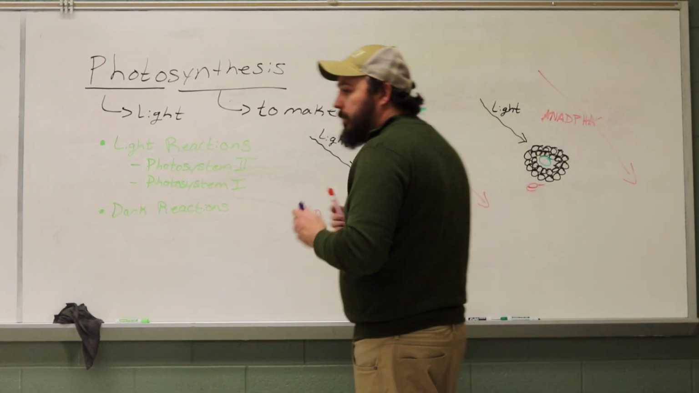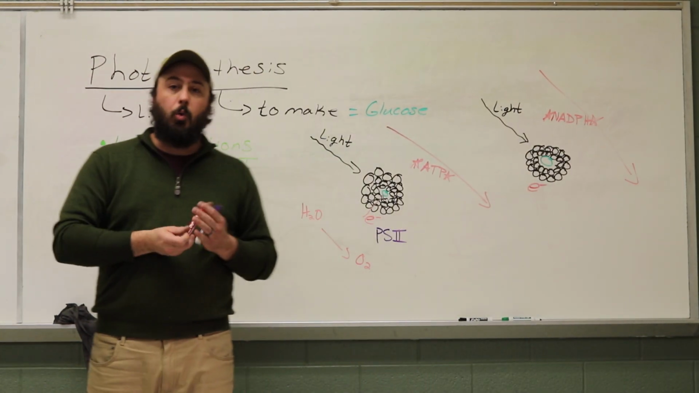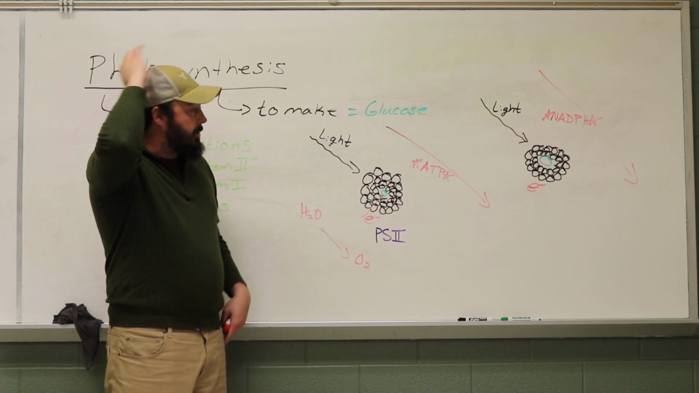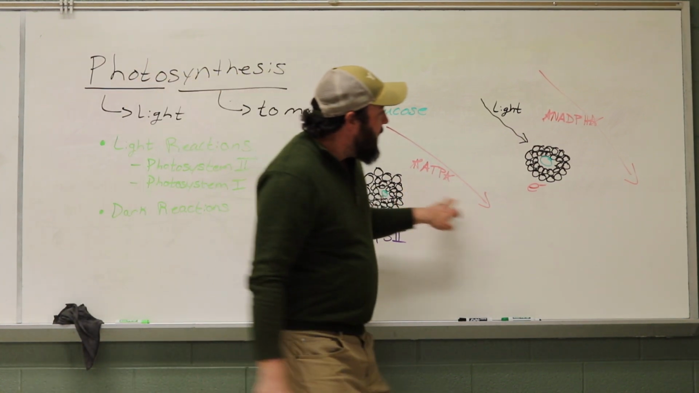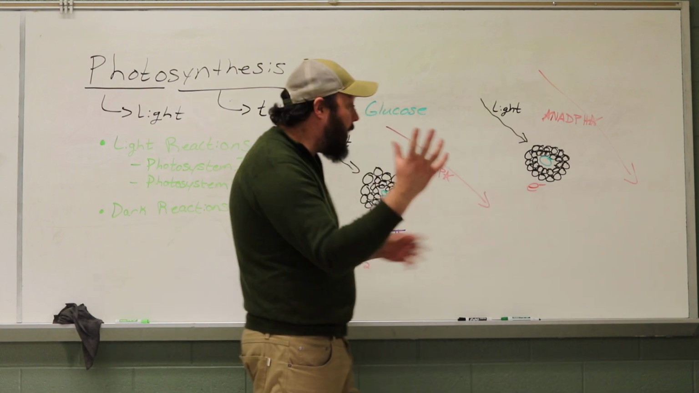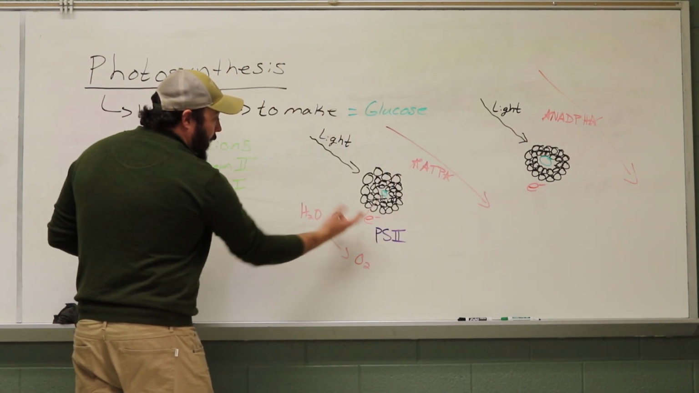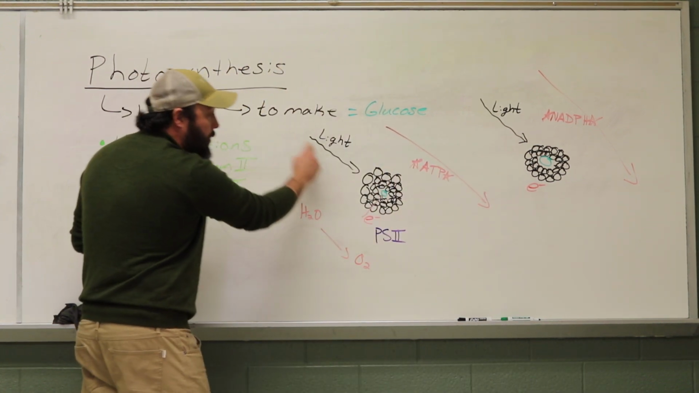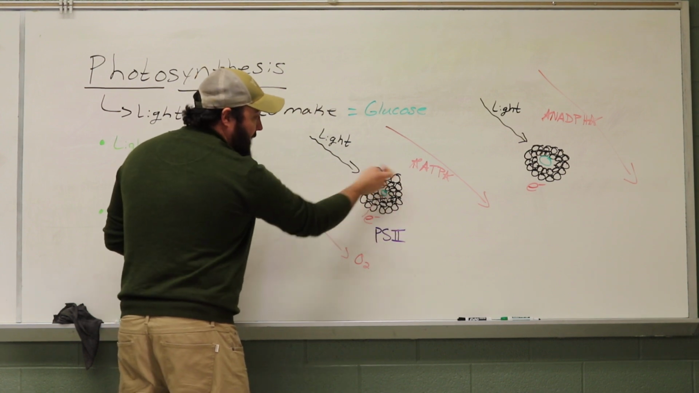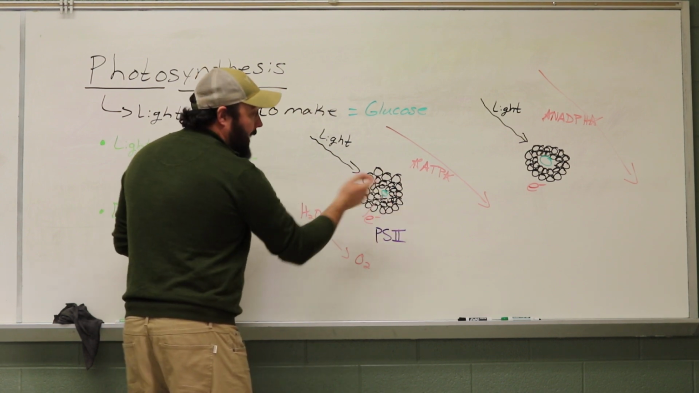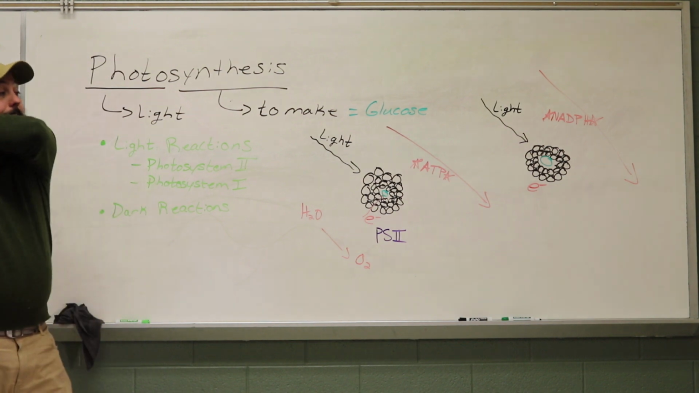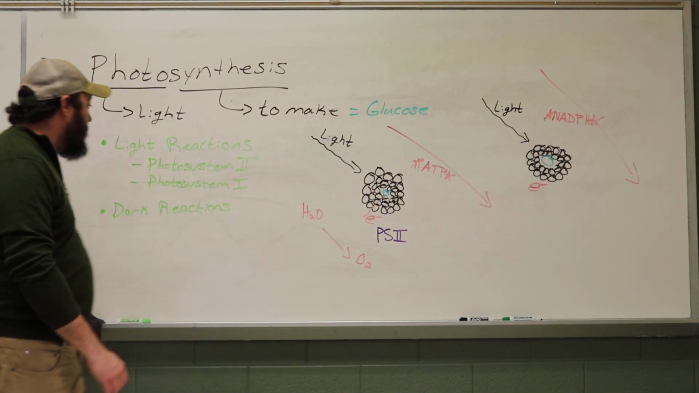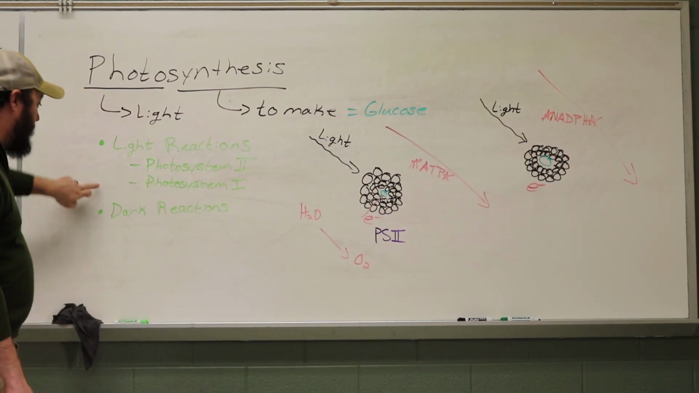Okay, so that's what we're doing in photosystem 1 and 2, or the light reactions: we're forming ATP and NADPH from electrons harvested from water, supercharged with light, using the antenna complexes on the outside and the chlorophyll molecule on the inside. Okay, so that's photosystem 2 and photosystem 1.